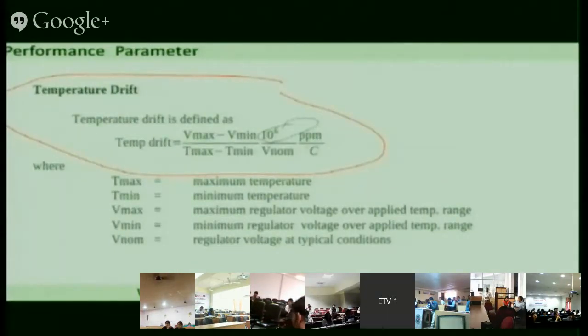So temperature drift is expressed as, like, say the spec is 50 ppm per degree centigrade. This means 50 divided by 10 raised to the power 6 into voltage. So this much change in voltage, and 10 raised to the power 6 is microvolt. So 50 microvolt it will change with respect to 1 degree C. With a change in 1 degree temperature, output voltage will change by 50 microvolt. This is the meaning of this temperature drift.